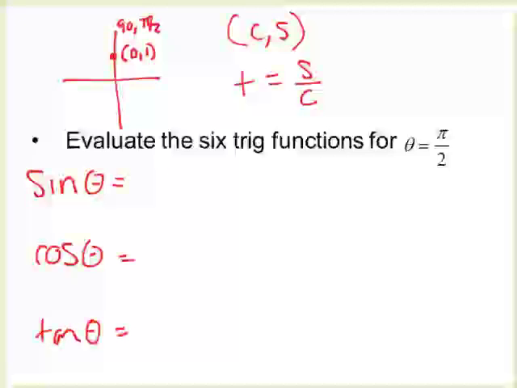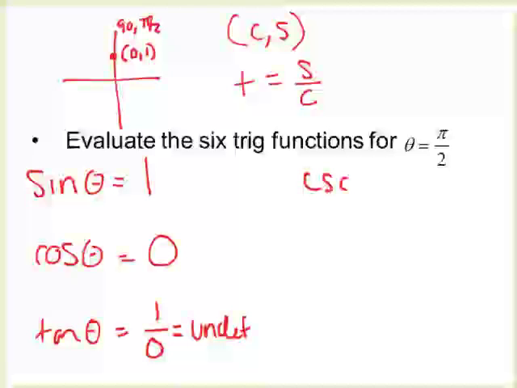So our first three trig values are given to us by that point. What is the sine? 1. It's the second part of the point. What is the cosine? 0. It's the first part of the point. Tangent is sine divided by cosine. And what does that become? Undefined. 0 on the bottom is undefined.